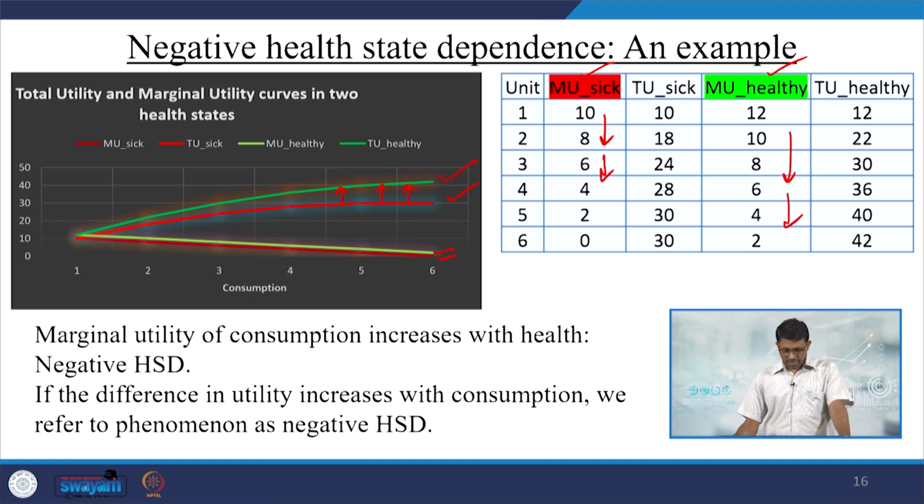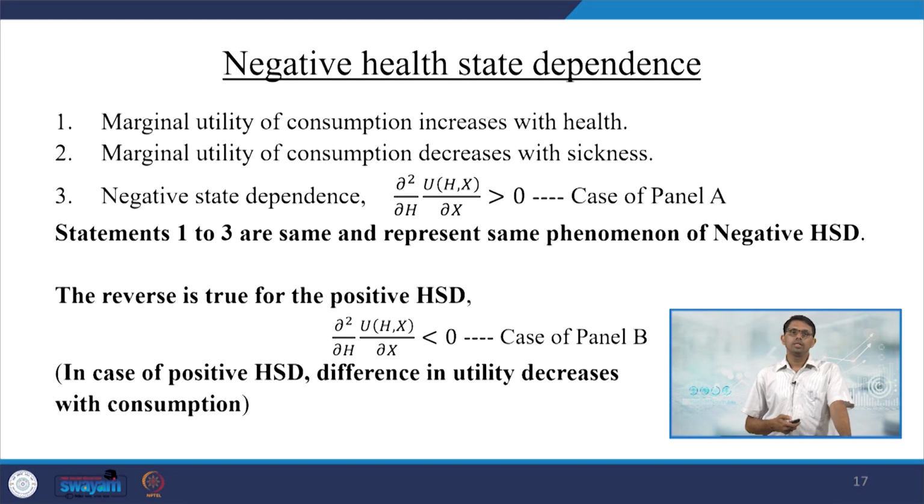So, the marginal utility of consumption increases with health, that is basically called negative health state dependence, and if the difference in utility increases with consumption, we refer to the phenomenon as negative health dependence. When the difference or the gap increases, that is precisely called negative health dependence, and that is a serious concern in our healthcare products: what to be produced, what to be supplied in the market, how it should be catering to the patients. Okay. So, that is one of the core issues you can take up in your research or in your internship, wherever you are pursuing, and it will be very helpful.